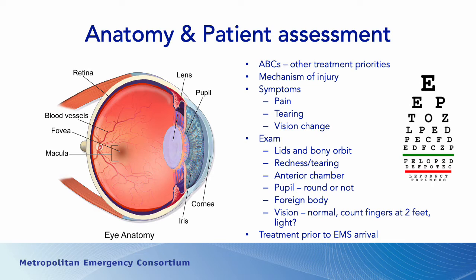If they're tearing, is it clear? Is it cloudy? What does the anterior chamber look like? Remember I said, that's one thing we can see. Is this anterior chamber clear? Is it cloudy? Is it bloody? What's going on?